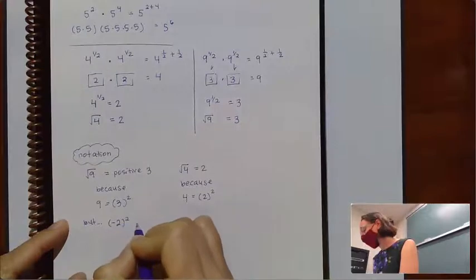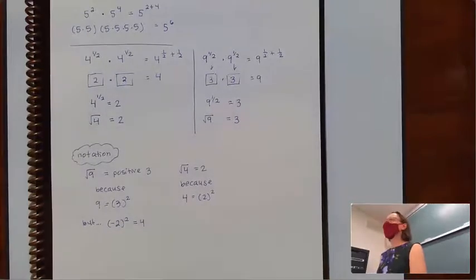-2 squared is also equal to 4. Some old dead white guy mathematicians decided that when we take the square root of a number, we always get the positive answer. They made the choice and we're stuck with it.